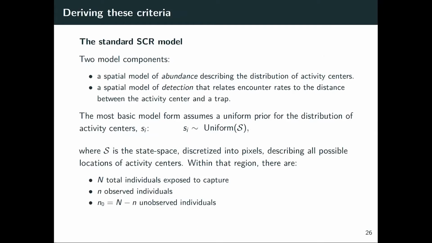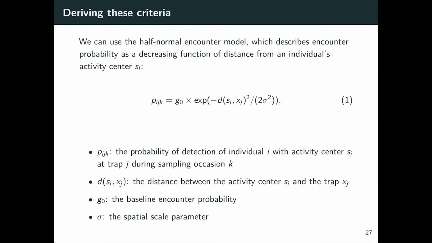The most basic model form assumes a uniform prior for the distribution of activity centers. That looks like that equation there, where capital S is the state space, discretized into pixels, describing all possible locations of activity centers. That was related to the trap buffering or the state space buffering that we talked about. And within that region, there are N total individuals exposed to capture, and little n observed individuals, and then little n zero, which is the number of unobserved individuals.